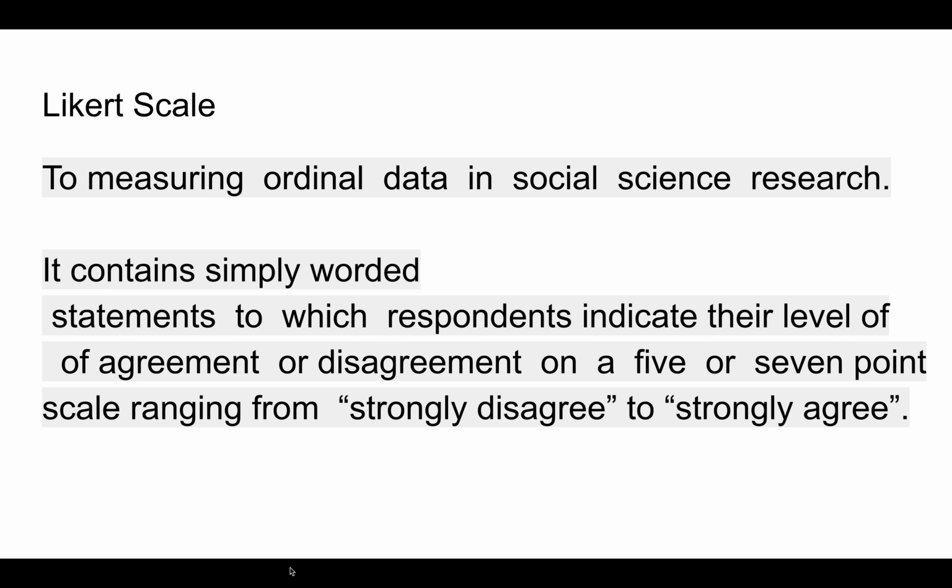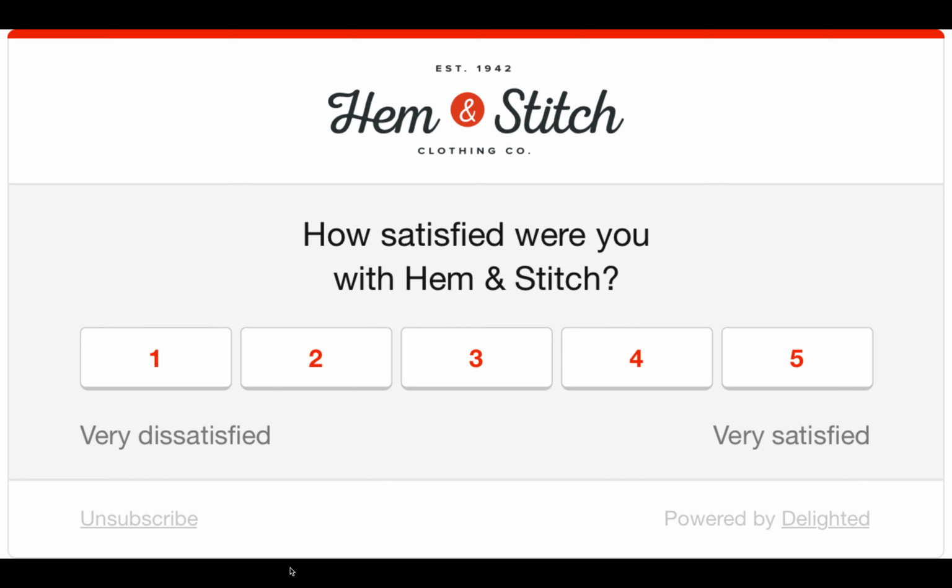So the Likert scale: most of the interval scales are Likert scales. Likert scales contain simply worded statements to which respondents indicate their level of agreement or disagreement on a 5 or 7 point scale ranging from strongly disagree to strongly agree. So this is an example: how satisfied are you with the retailer Hem and Stitch, with 1 indicating very dissatisfied and 5 indicating satisfied. This is both a Likert scale and also an interval scale.